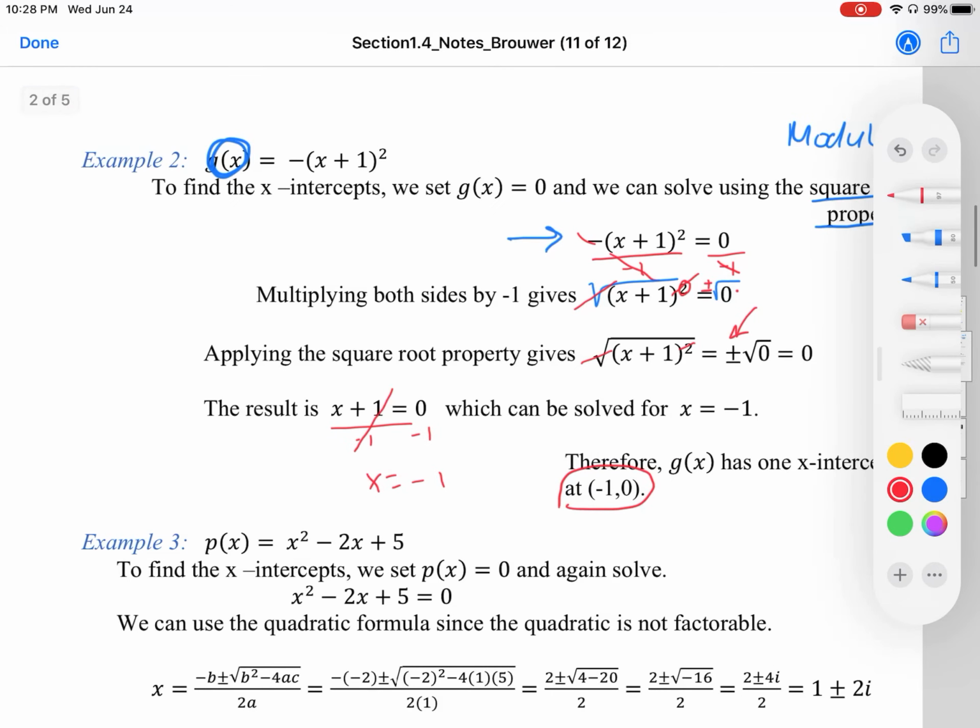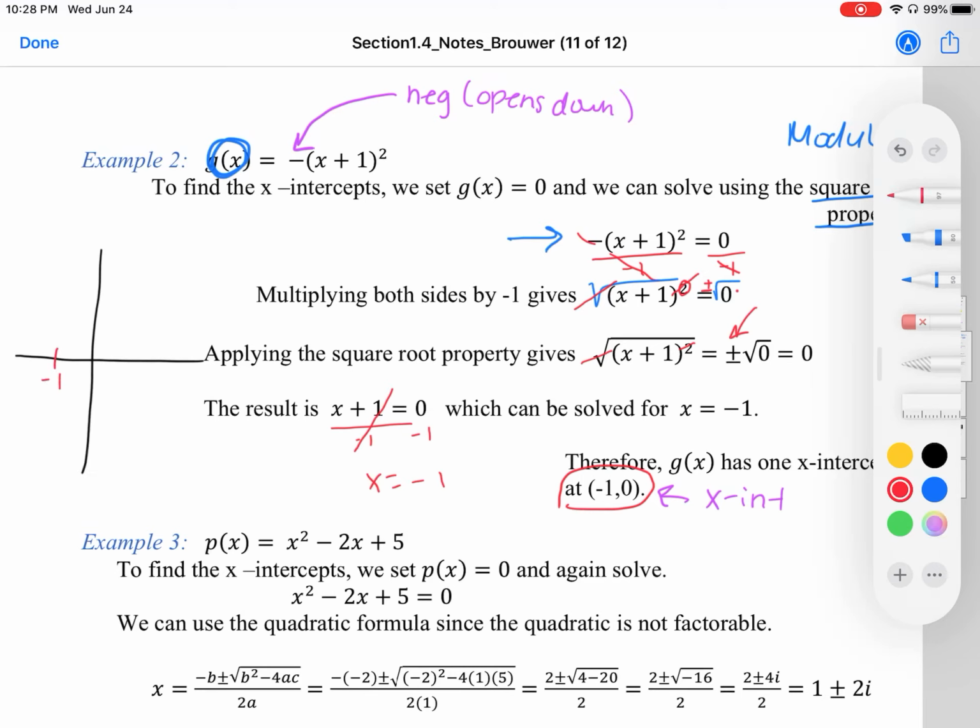So let's consider what we have. We have a quadratic, and it begins with a negative. So I know it opens down. But I only have one x-intercept, and that's -1. So therefore, my parabola is forced to look like this. It only has one x-intercept and it opens down. That x-intercept still happens to be part of my vertex.